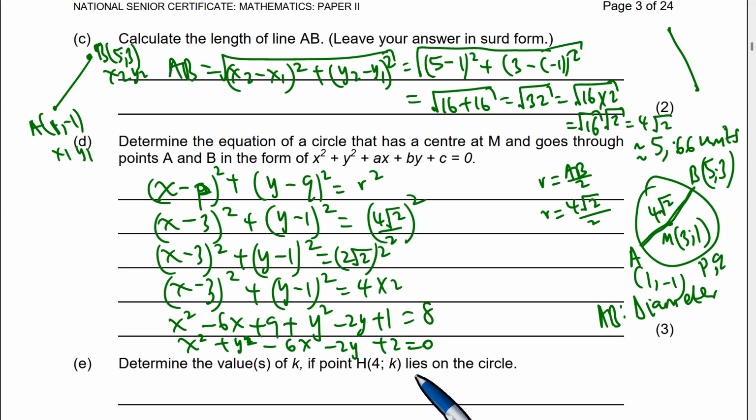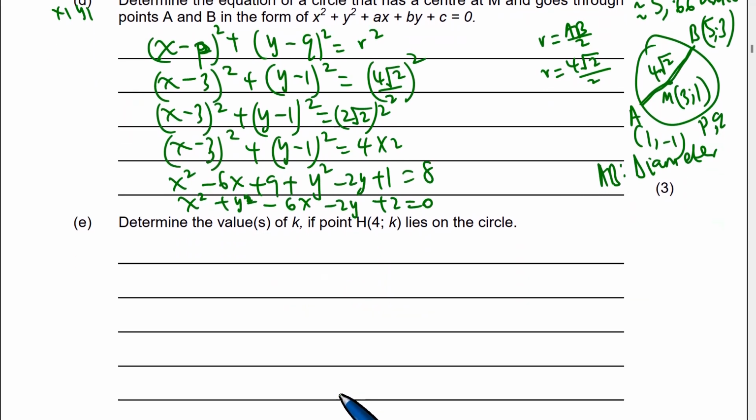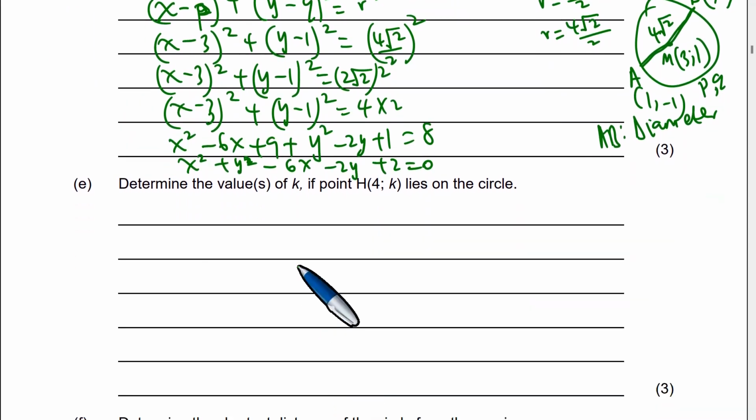This is the answer. Okay, if you look at E, for example: determine the values of k if point H lies on the circle. Right, obviously we agree that the circle has the equation given. So what is the equation of the circle? We can take any of the forms, like we can take that one.